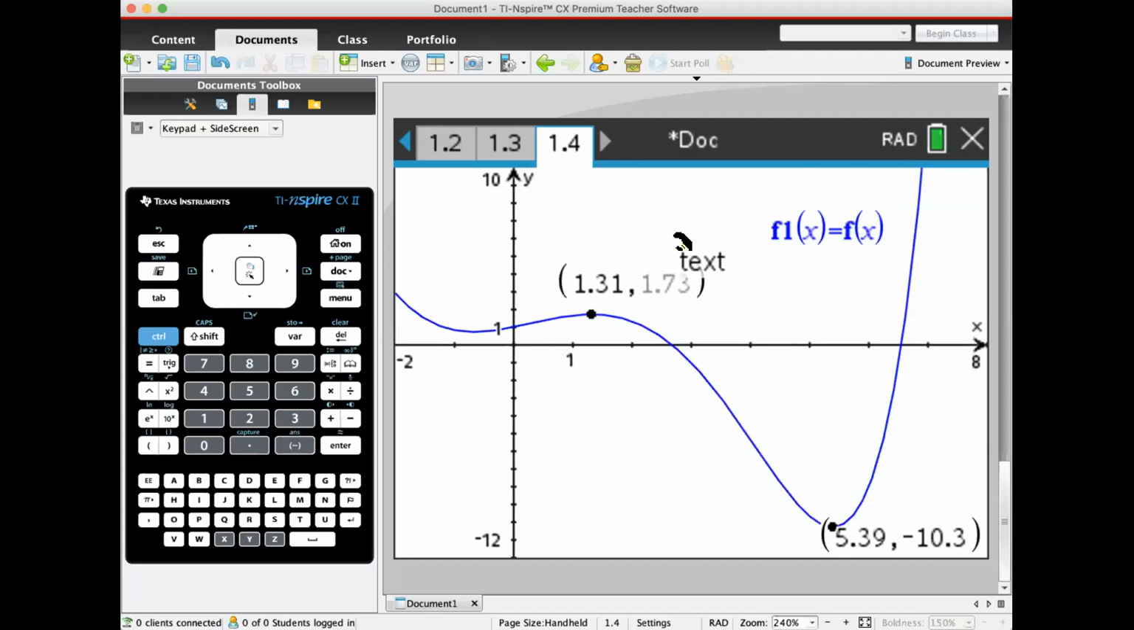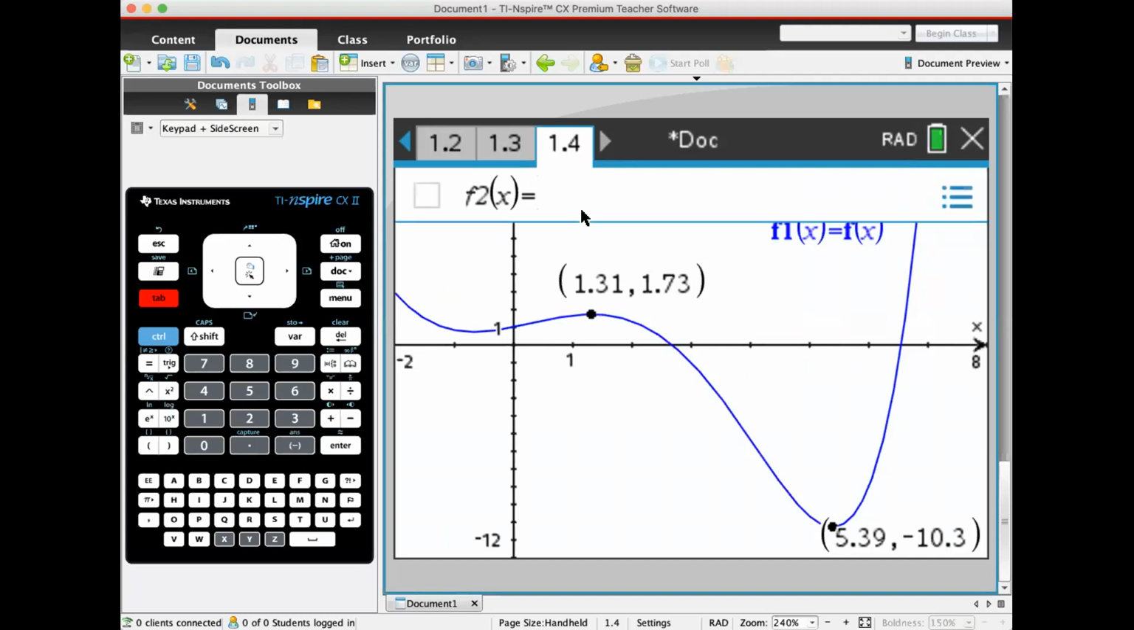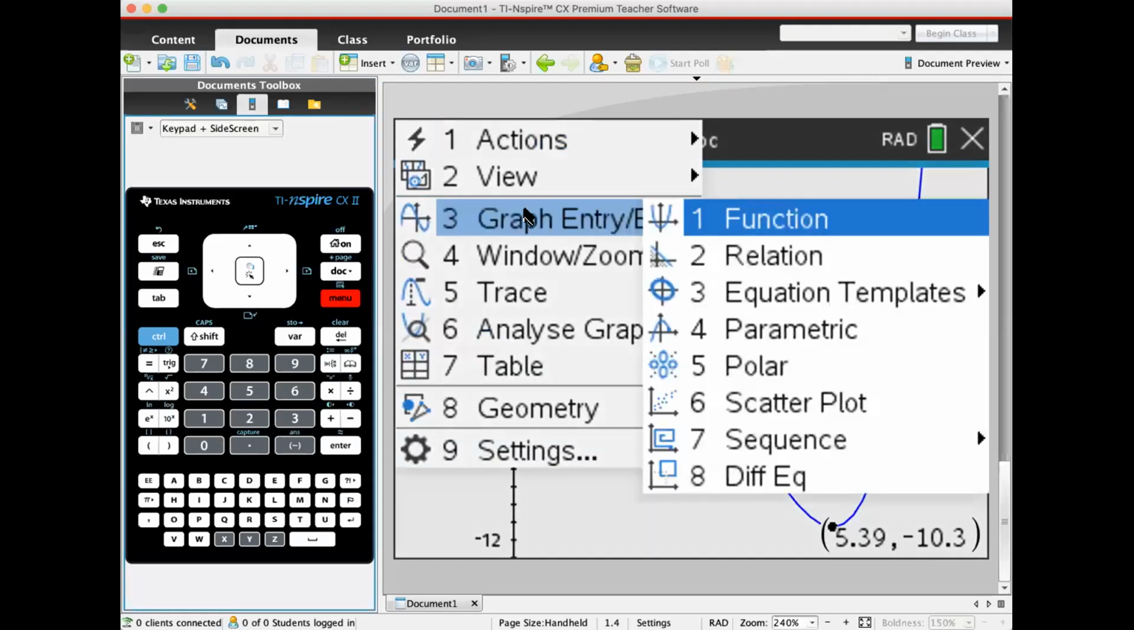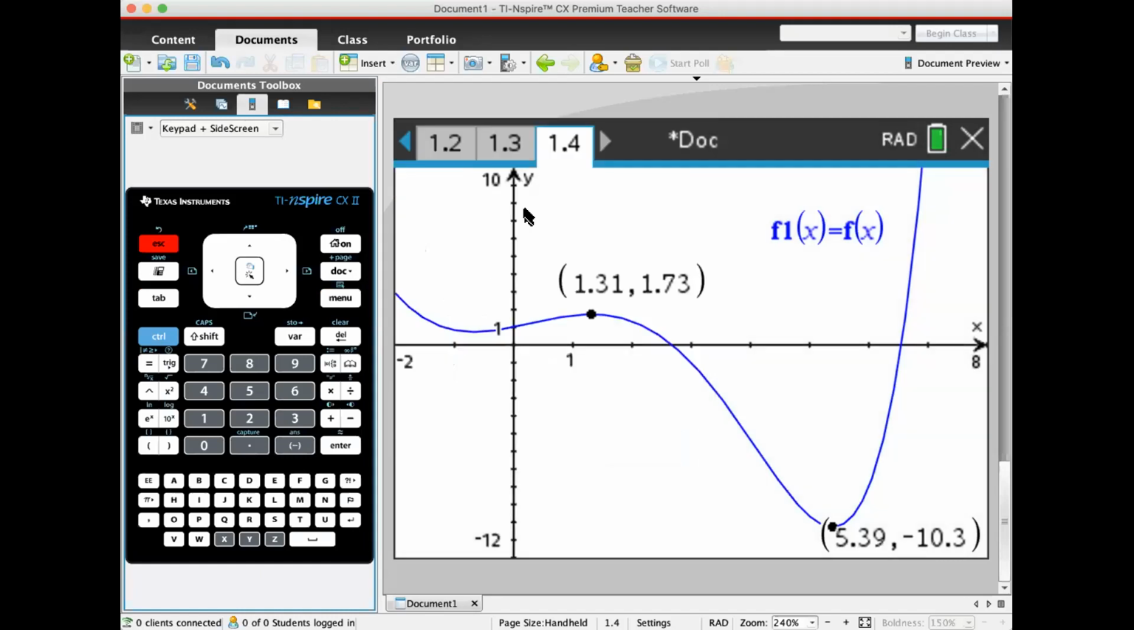So back to our calculator page, our Inspire, the graph page. And I'm going to introduce a new function, and to introduce a new function, you hit tab. All right, tab is the shortcut key, and it'll give you the entry for a function. If you do not remember the shortcut key, you can always go to menu, graph entry edit, and you can go to that.